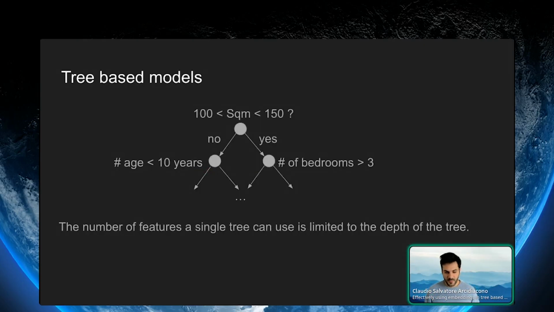What I want you to communicate with this slide is that the number of features that a single tree can use is limited to the depth of the tree. Of course, this relationship is not linear, but exponential. The number of features grows exponentially with the depth of the tree. However, depth is something that we often want to regularize when training tree-based models. We want to do it to reduce the possibility of overfitting. So we always want to keep the depth of our tree limited.